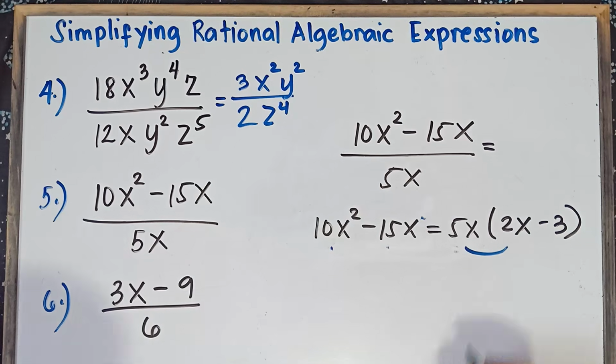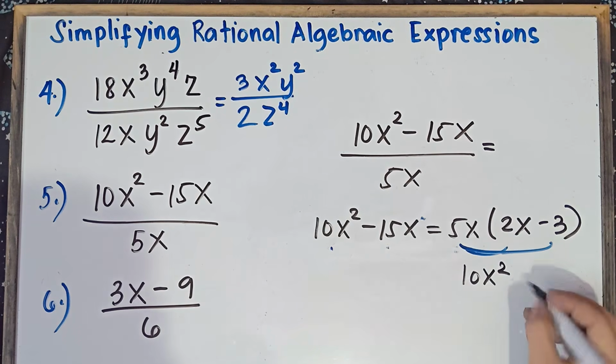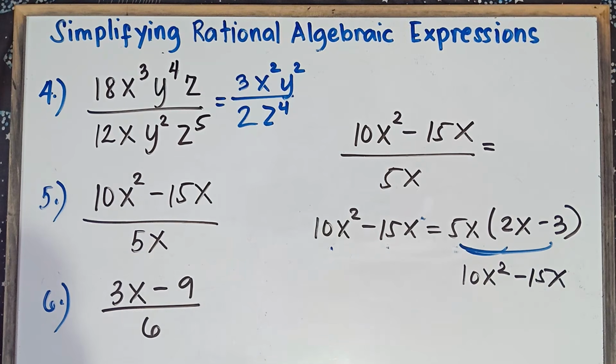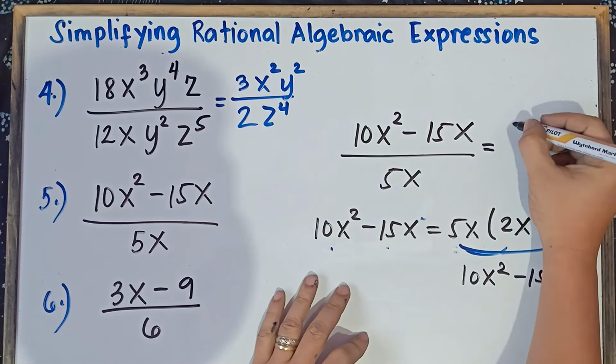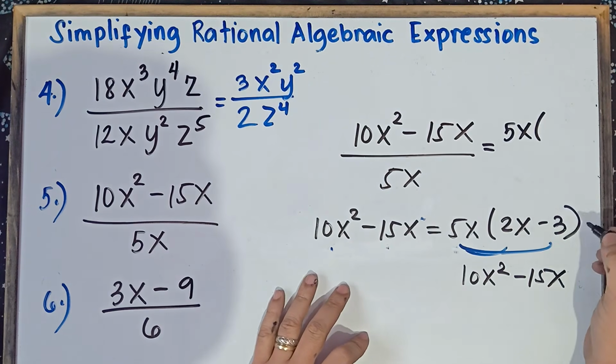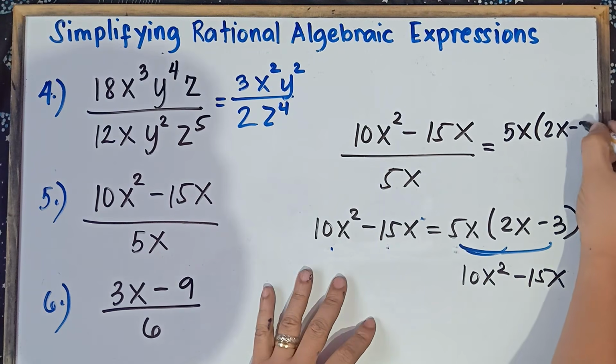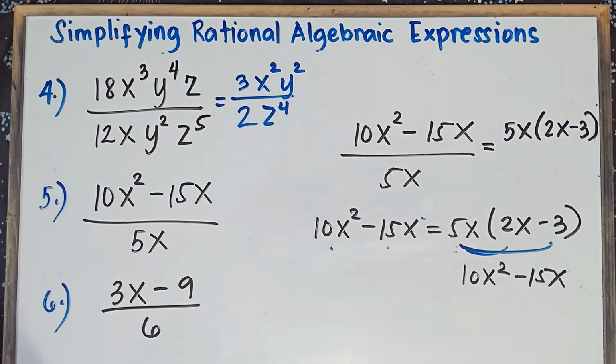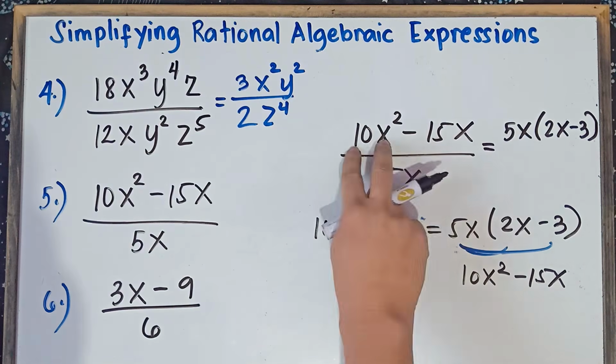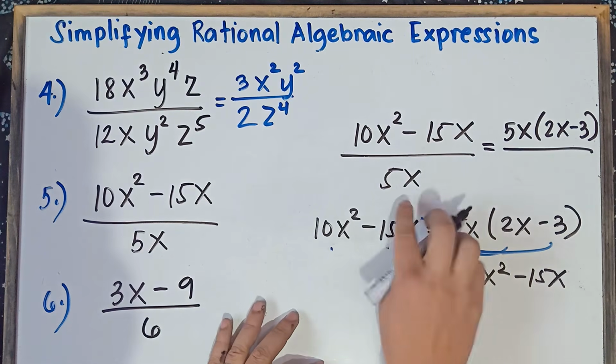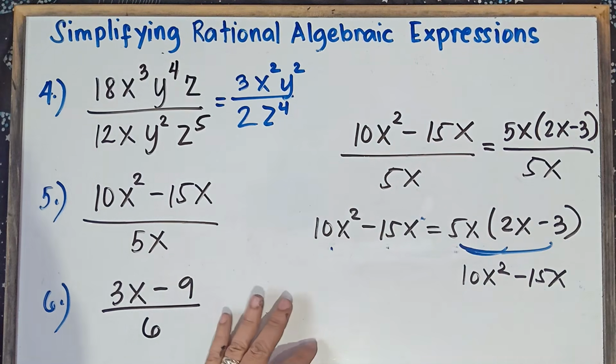5x times 2x, that would be 10x squared. 5x times negative 3, that would be negative 15x. So therefore, you factor it out correctly. Same, class. So this will be 5x parenthesis 2x minus 3. Alright, so this is the answer on the numerator. We factor this out over divide 5x.